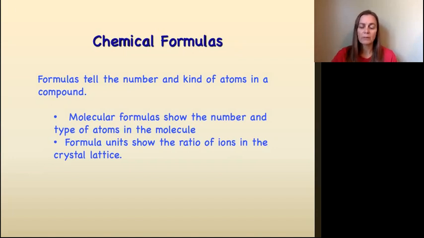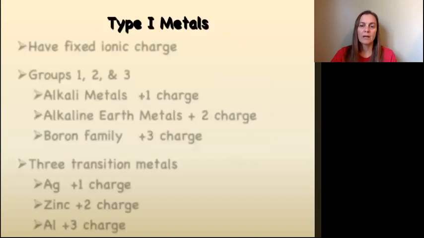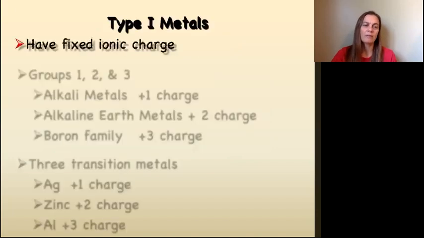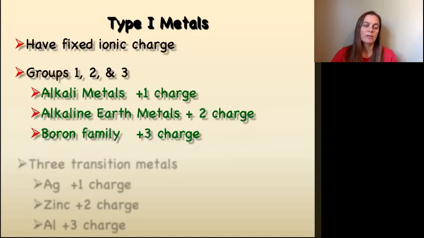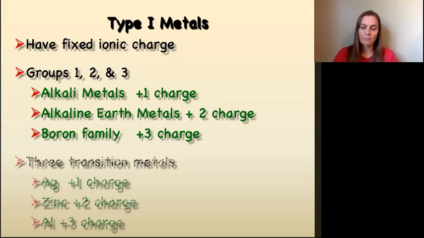And we're going to start with ones called type 1. So our type 1 metals are those metals that have a fixed ionic charge. So that's groups 1 and 2 and 3. So that's the alkali metals. And we know that when the alkali metals form ions, they always have a +1 charge. We have the alkaline earth metals that we know when they form ions, they always have a +2 charge. And then we have the boron family that always has a +3 charge. And then there are 3 sort of transition metals that also always have a fixed ionic charge. And those are silver, zinc, and aluminum.